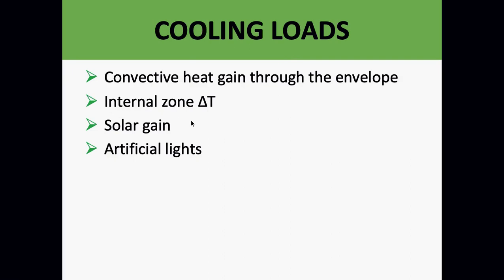Artificial lights are a big cooling load. Which gives off more heat: the incandescent lights of the past, the fluorescent lights, or LED? Incandescent, by far. Yeah, the incandescent light bulbs give off the most heat. What about fluorescent lights? Is it the bulb that gives off the heat, or is it the ballast? No, it's the ballast.